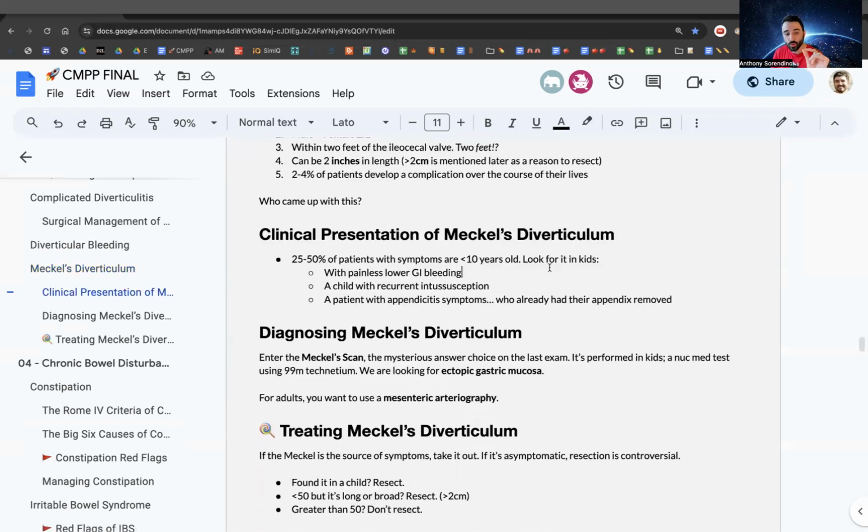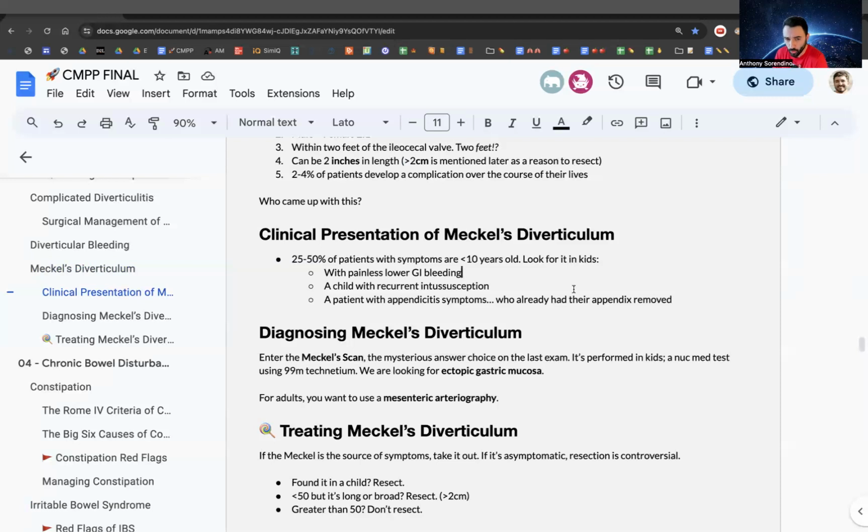So 25 to a half of all patients with symptoms are going to be less than 10. So look for it in kids. If a child has recurrent intussusception, painless lower GI bleeding, or if they have appendicitis symptoms and they don't have an appendix, then you can look for this.